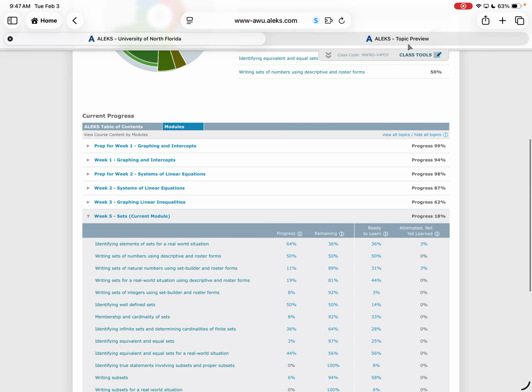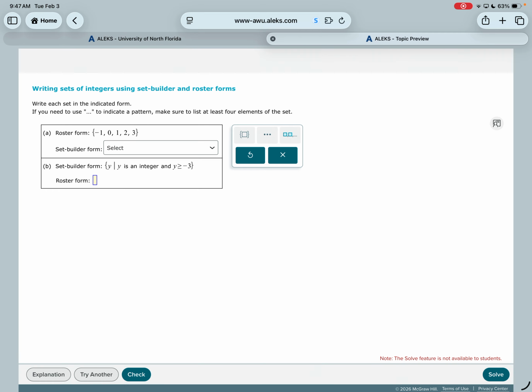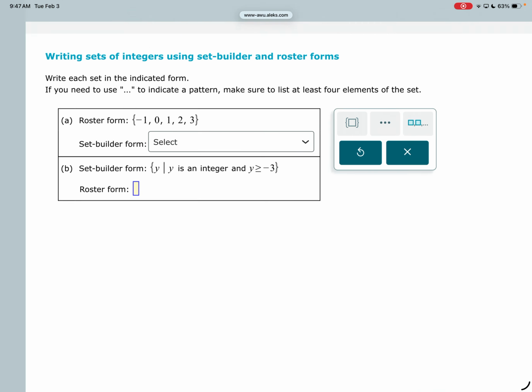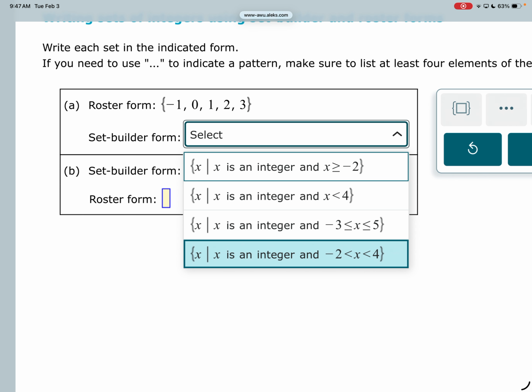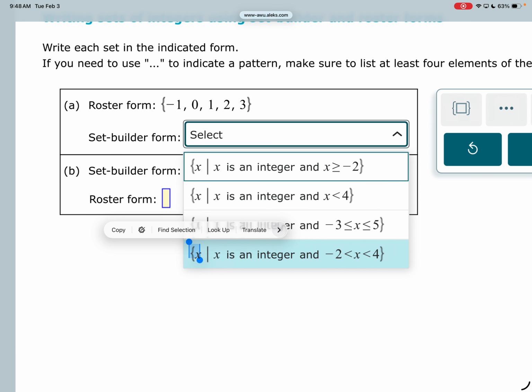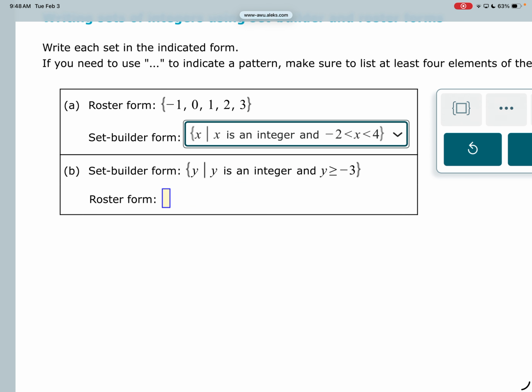One of these gets a little trickier. This one introduces integers, so you have negative numbers, but it kind of works the same as that natural number one. So this one would be x is an integer between -1 and 3. So it's got to be this bottom one. -2 is less than x is less than 4, so it can't equal -2, so you start at -1, and it can't equal 4, so it stops at 3.